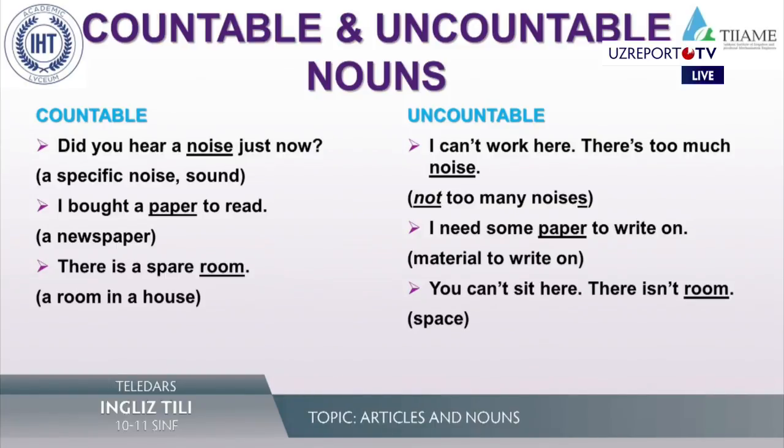Well, the next one is paper. In the countable column, I bought a paper to read. Actually, in English-speaking countries, people used to simplify their speech. That's why instead of newspaper, they used to say paper. It's like photo instead of photograph. It is a modern word. People used to say that these are modern words. They are shortened a little bit.